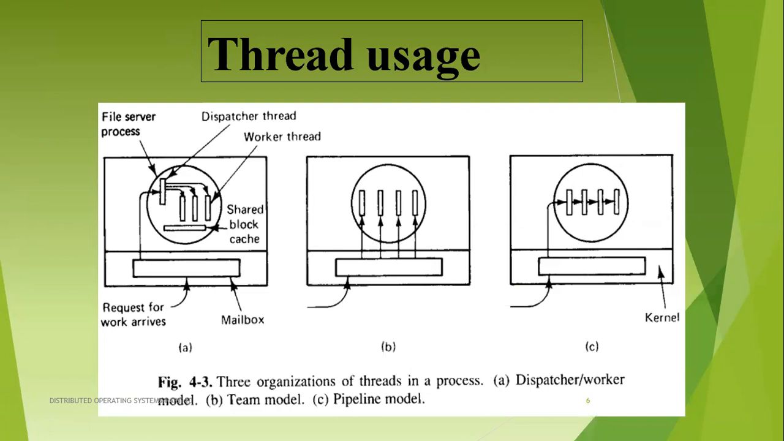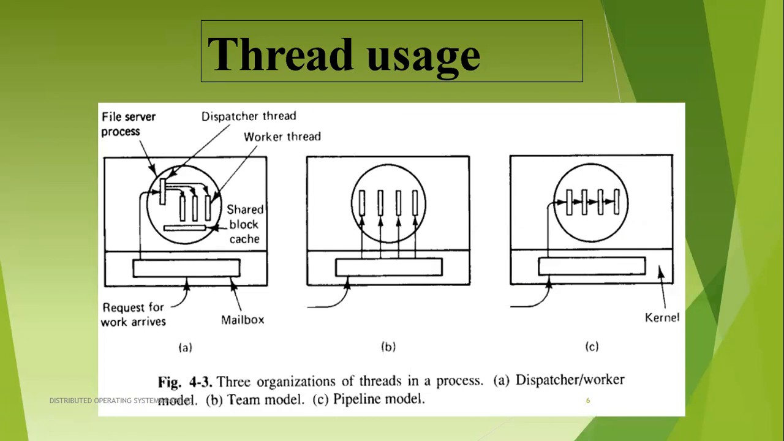Second, team model. In this model, all threads behave as equals, in the sense that there is no dispatcher-worker relationship for processing client requests. Each thread gets and processes client requests on its own. This model is often used for implementing specialized threads within the process.